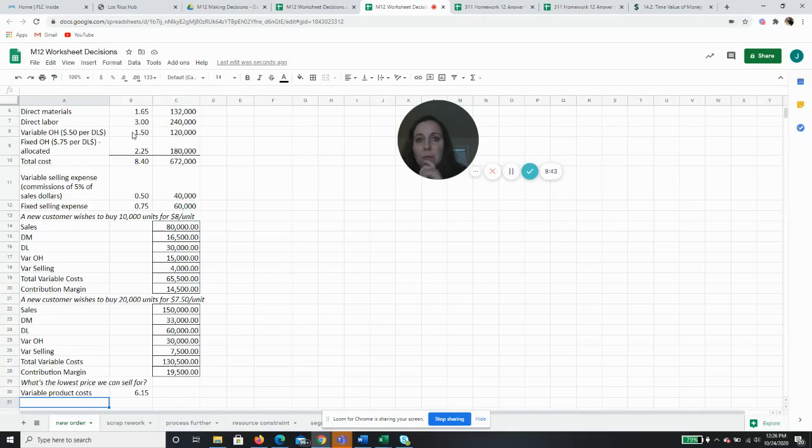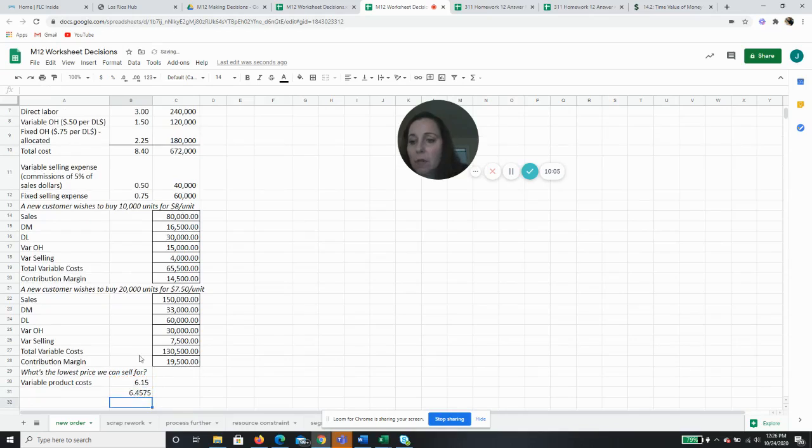Okay. So then I've got my variable selling, which is 5% of the sales price, which means that the lowest price I want to sell for is my cost times 1.05, because whatever I sell it for, 5% of that's going to have to go for my selling expenses. So $6.4575, so really $6.46 is the lowest that I would be willing to sell for.